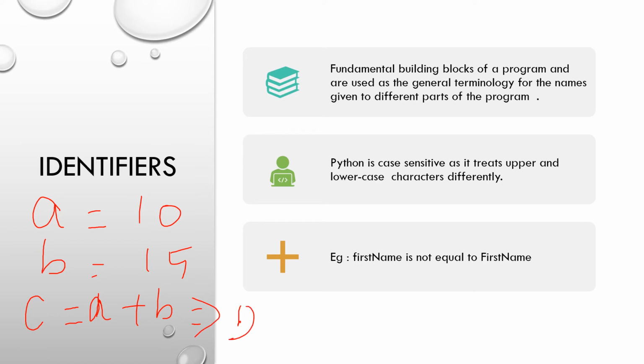Sorry, 25, right? In this case, yes. So these a, b, c are the variables, the identifiers, the placeholders to store the values that you want to perform an action on, in this case, an addition operation.